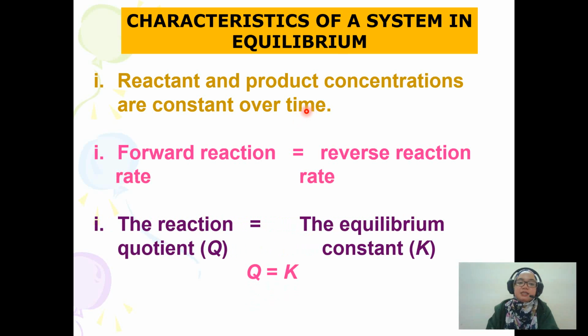Okay, next. The third, kenapa nombor satu-satu? Patutnya 1, 2, 3 kan? Okay, tak apalah. So, third characteristic is the reaction quotient Q is equal to the equilibrium constant K. This one we will learn in the next subtopic. This one we will learn right after this.